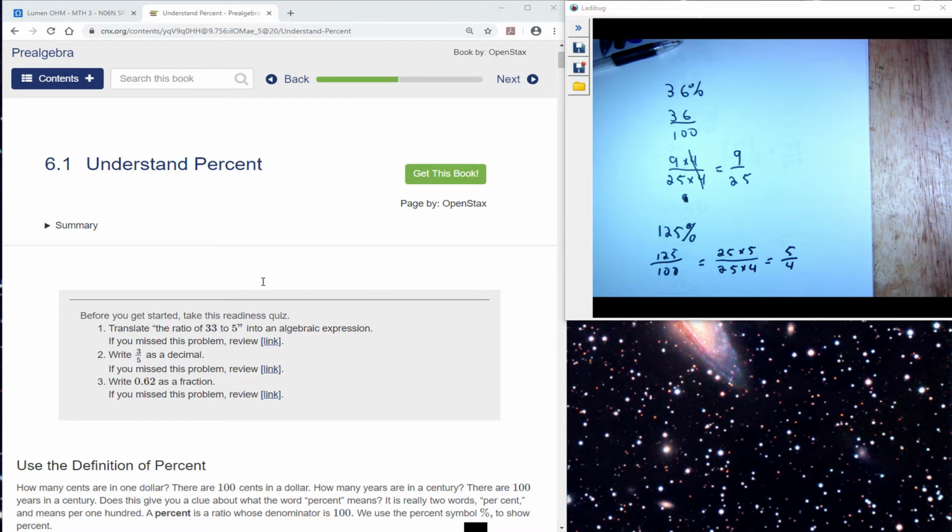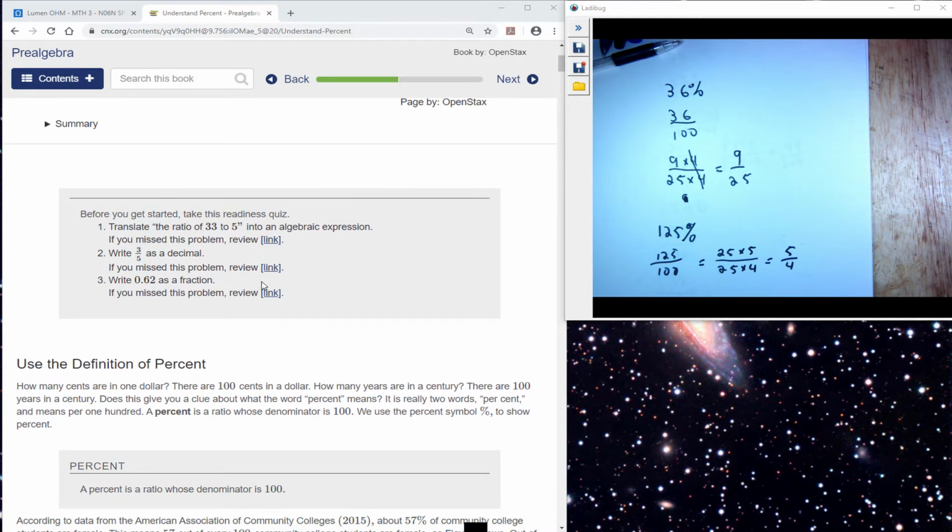This particular section deals with understanding percents. What is a percent? A percent is simply a special type of fraction where the denominator is 100. Percent comes from the Latin phrase percentum, which means parts of 100.